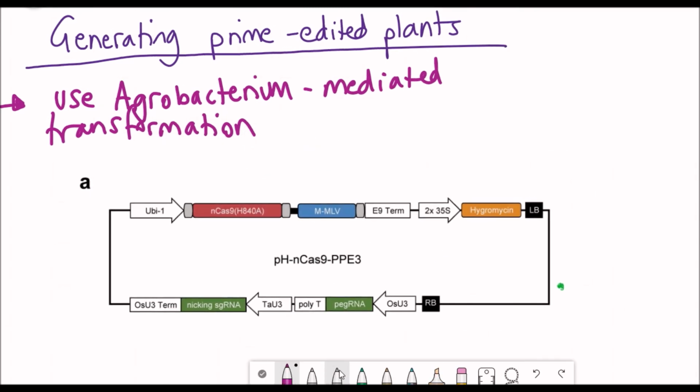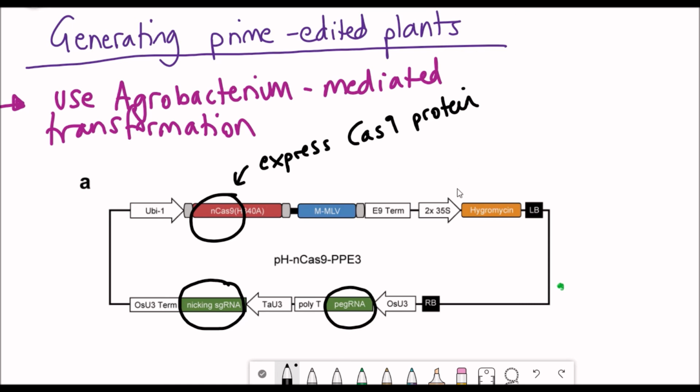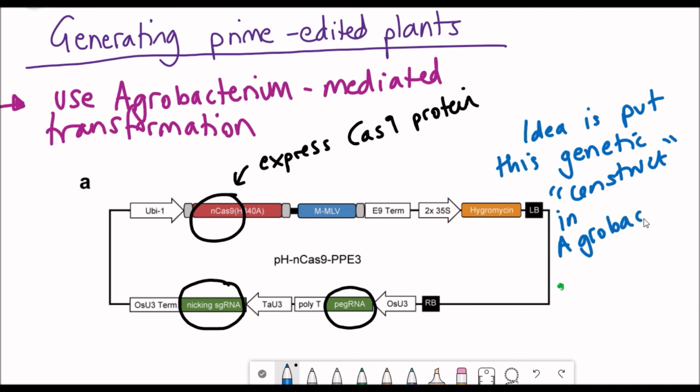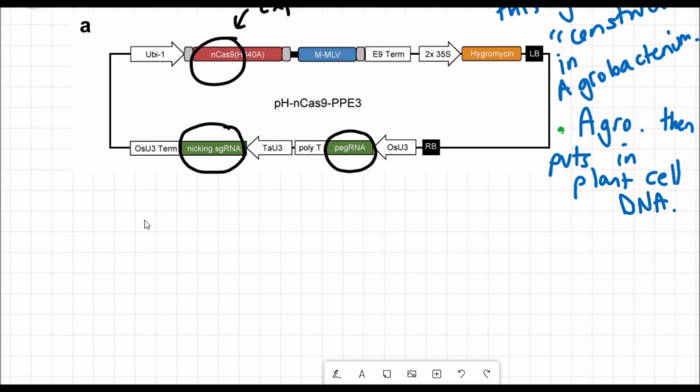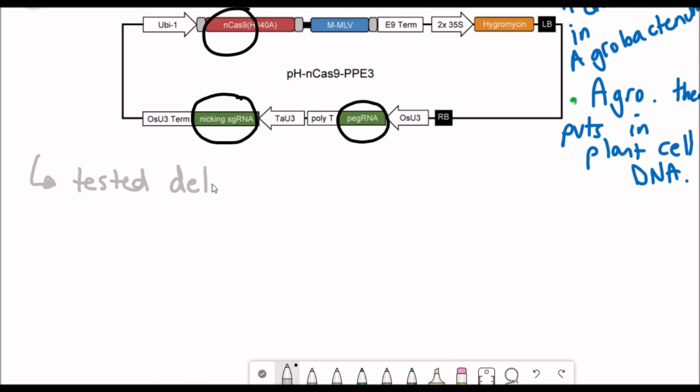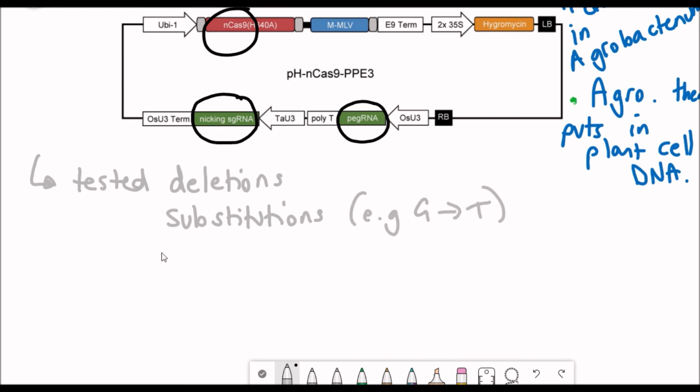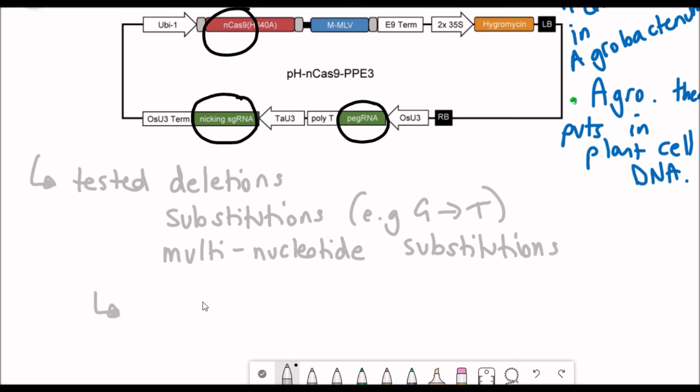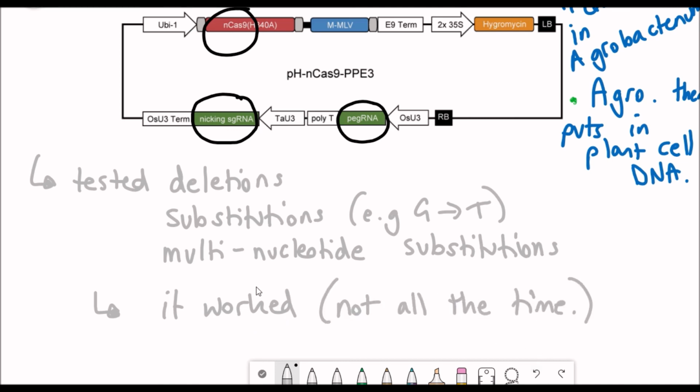So what you do is you have the DNA construct that expresses the Cas9 protein needed for prime editing, along with the different guide RNAs. And the idea is to put this genetic construct into agrobacterium, and then the agrobacterium can then infect and input this DNA into the plant cell, and then the plant will then express this Cas9 prime editing system, and hopefully, as you would hope, to edit and achieve the desired genome editing in the plant. So the team did this and tested deletion substitutions and multi-nucleotide substitutions, and they had some success, which is awesome.